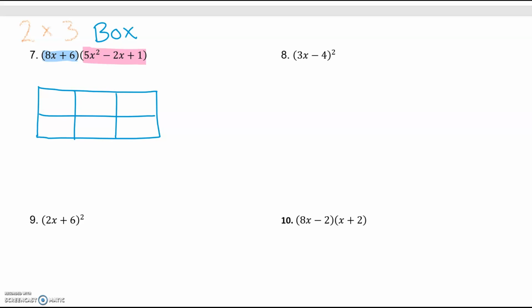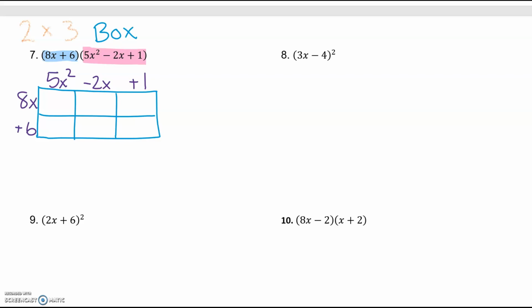All right? So I'm going to take the 8x from the binomial and the positive 6. And across the top, I'm going to take the 5x squared minus 2x plus 1. Now we're going to multiply to get the numbers inside the box.